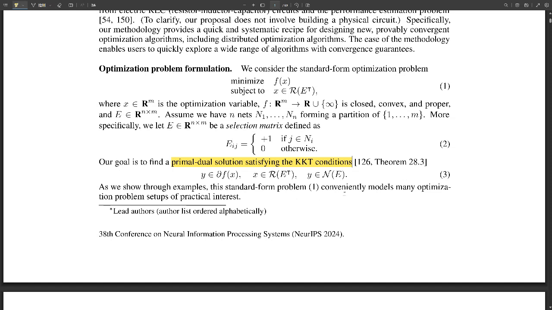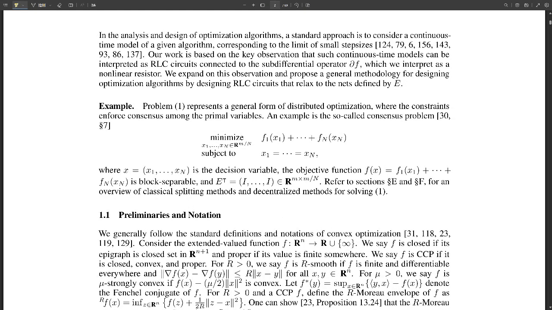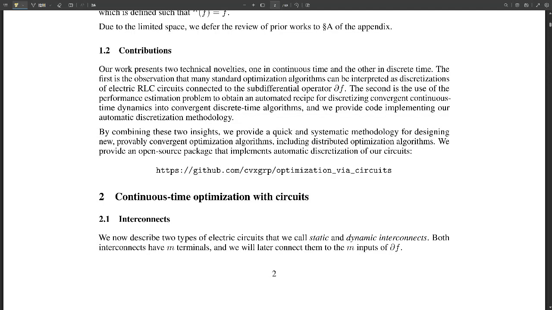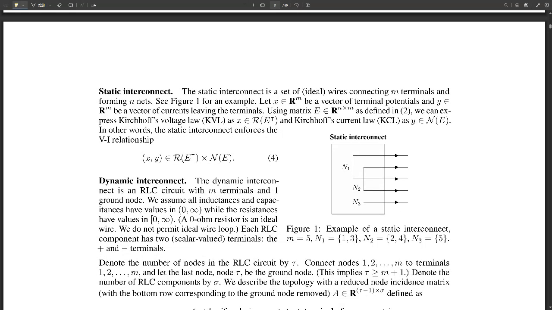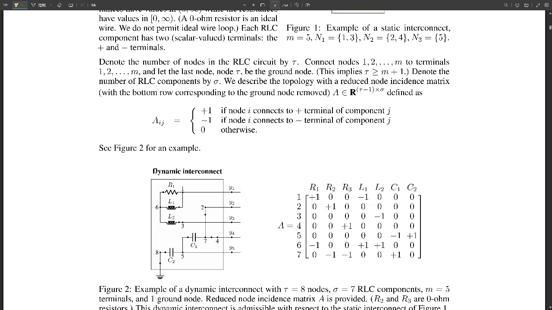Got it. The paper also mentions static and dynamic interconnects. What are those? Well, a static interconnect is basically the layout of your problem. It's like wires showing how the variables in your problem relate. Okay, so the static interconnect sets the scene. Then what's the dynamic interconnect? Where do the RLC circuits fit in? That's where things get interesting. It's the active part, the one that simulates the algorithm. When a dynamic interconnect stabilizes, it matches the static one, which represents the solution. So it's like the dynamic interconnect is trying out possibilities until it finds the one that fits the static blueprint. A great way to think about it.